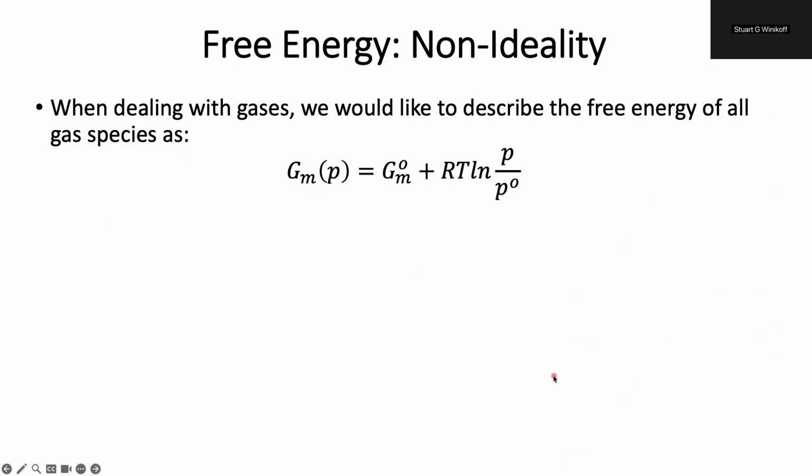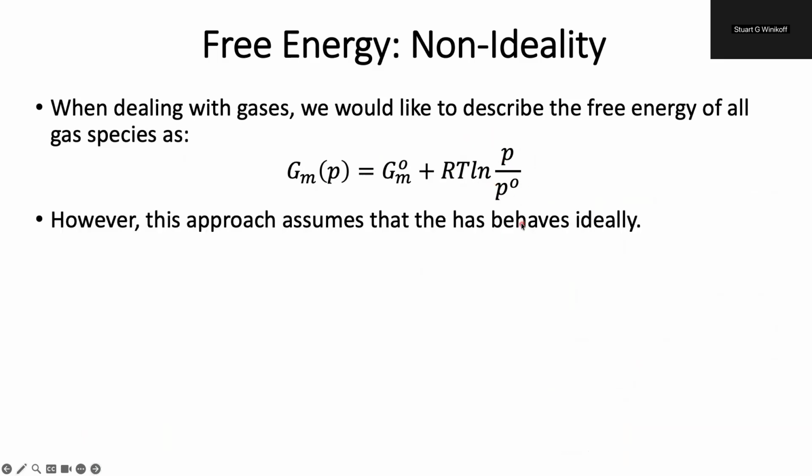So one of the most important things to remember is when we're looking at the free energy of a gas, what we'd like to do is describe the free energy of any gas based on its reference standard state and essentially a nice simple pressure correction. However, remember when we derived this pressure correction, we assumed an ideal gas. And that means that if we have a non-ideal gas, this equation doesn't work.